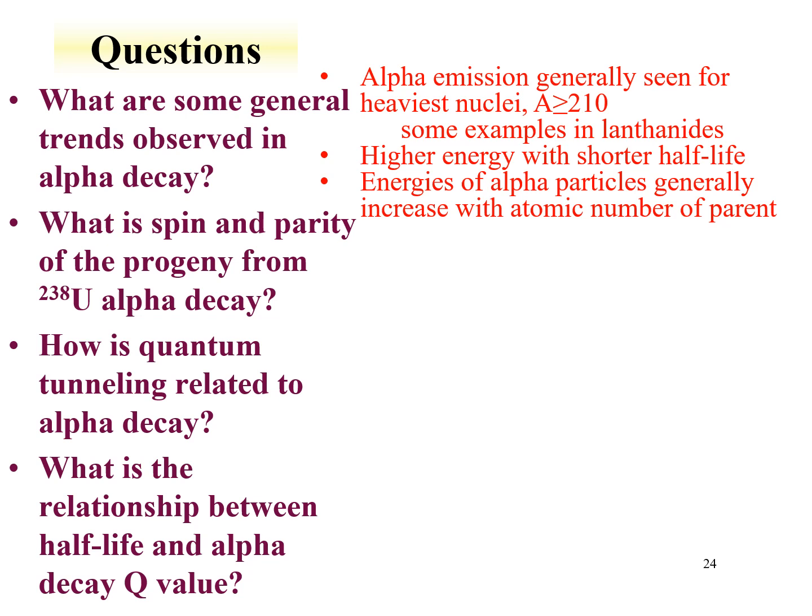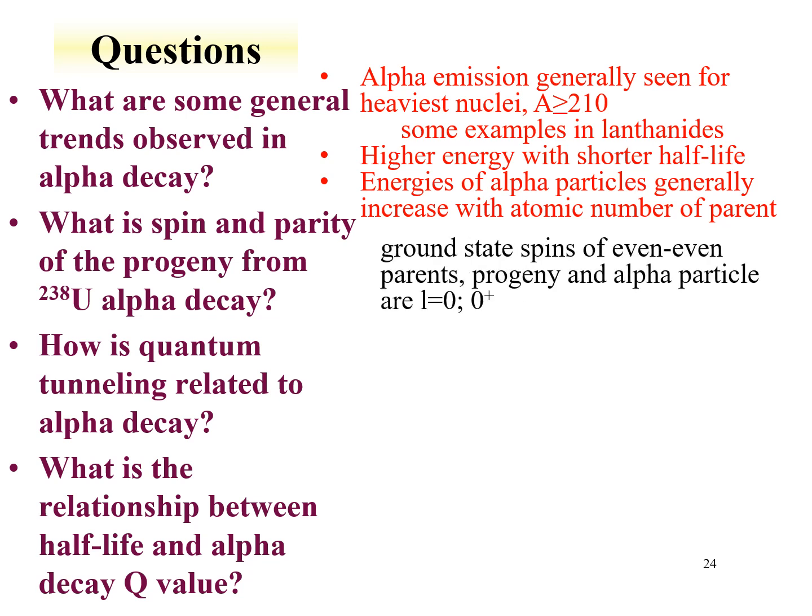So what is the spin and parity of the progeny from uranium-238 alpha decay? Well, we discussed this earlier. We gave an example with the thorium-228. The ground states spin and parity of parent, progeny, and alpha particles from decay are 0 plus. You go from an even nucleus to an even nucleus. Even nuclei have a spin and parity of 0 plus.